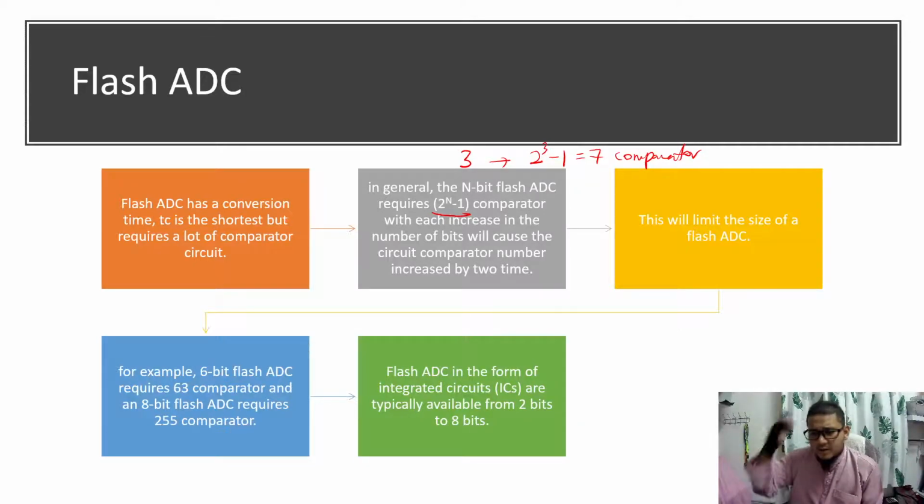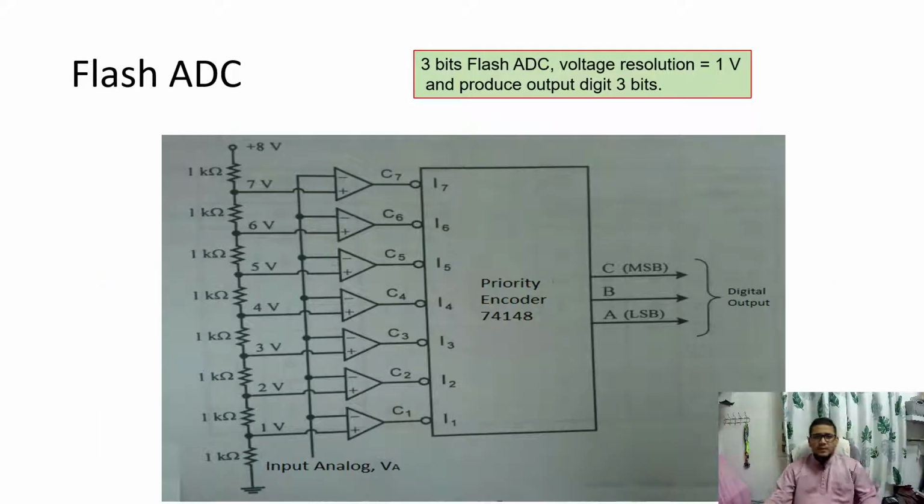So the number of bits will limit the number of comparators. For example, a 6 bit flash ADC requires 63 comparators, and an 8 bit requires 255 comparators. And then this flash ADC is formed in IC. Typically available for flash is 2 bit to 8 bit. Okay, this is the flash ADC.